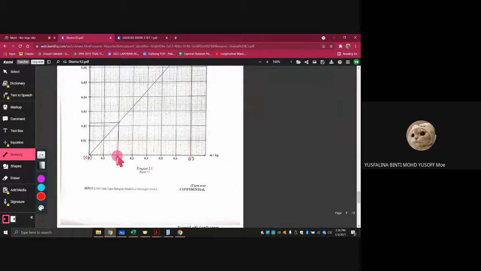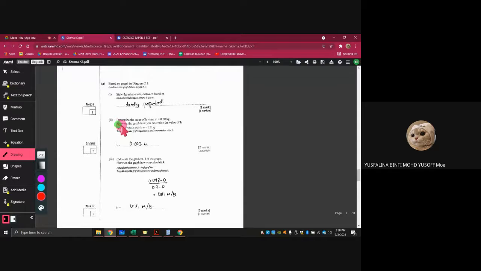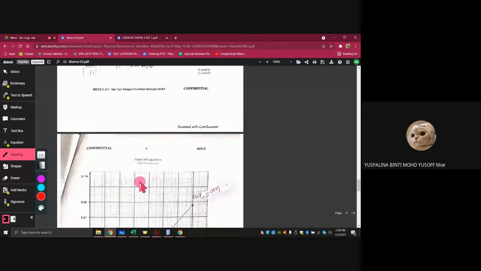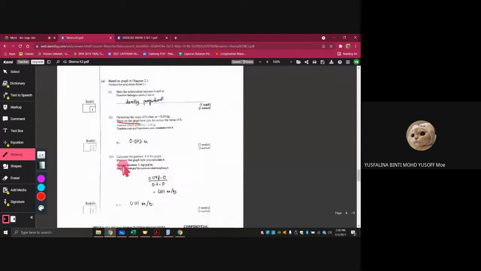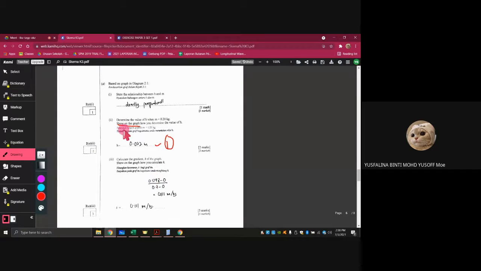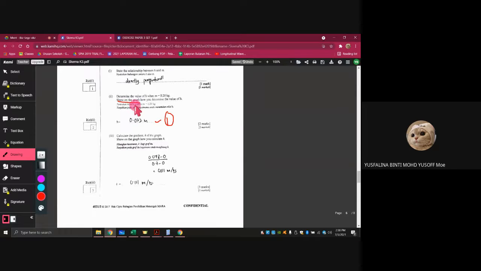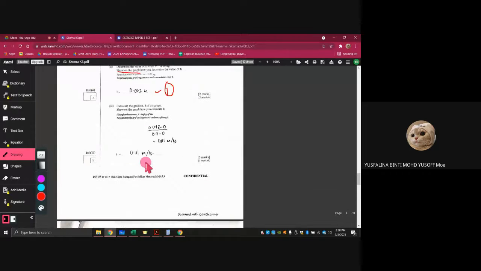What is the value? You read the question carefully. It said show on the graph. So how do you want to show on the graph? You have to underline. Right? 0.2 is here, then underline until here. 1 mark. Then you give me a reading, 1 mark. So that's how you answer for number 2. So don't forget, if we say show on the graph, it means you have to underline in the graph. Where is the value?